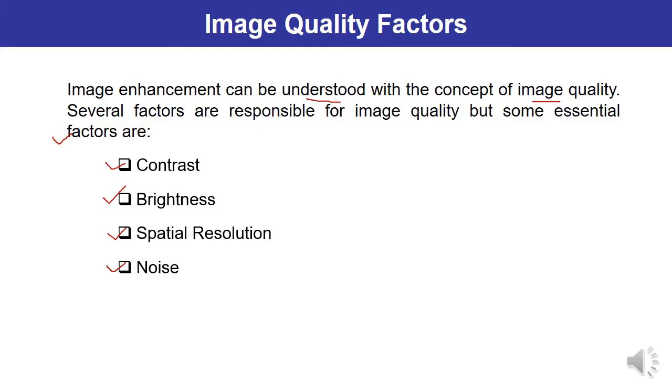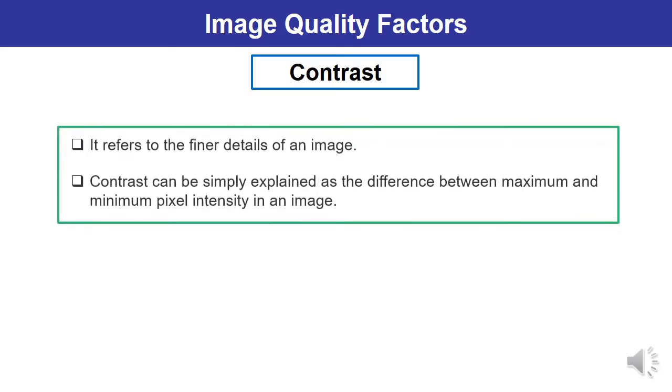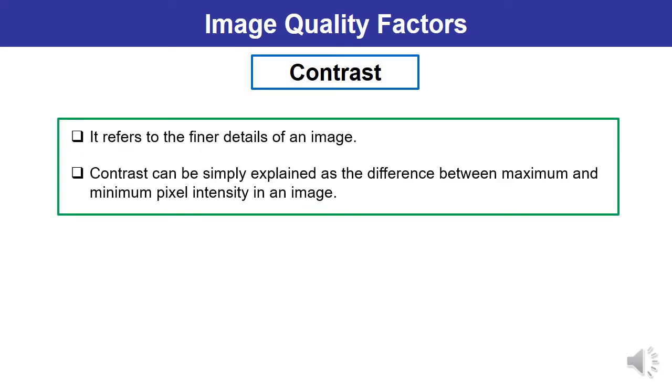So first is contrast. What is contrast? Contrast of any image refers to the finer details, and contrast can be simply explained as the difference between the maximum and minimum pixel intensity in any image.